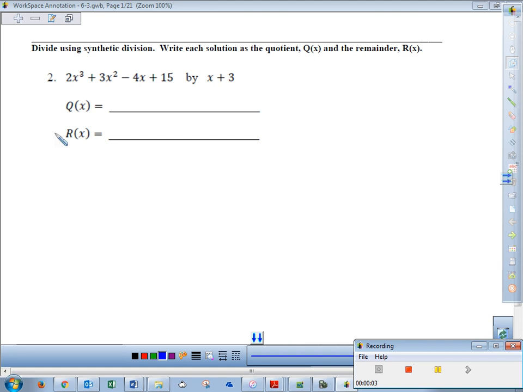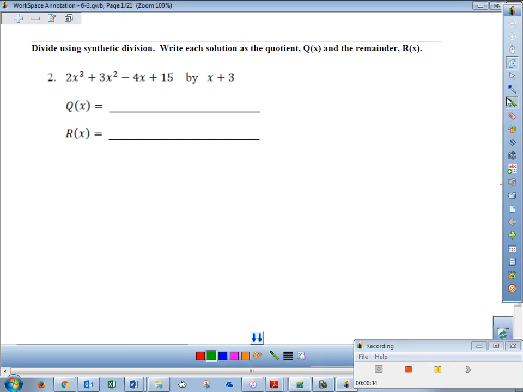So on the front side, starting with number 2, they say divide these by using synthetic division. Once you see synthetic division, again, you'll be like, oh yeah, that's how to do it. You know, it just takes a little bit to remember. The question is, what do you divide by?